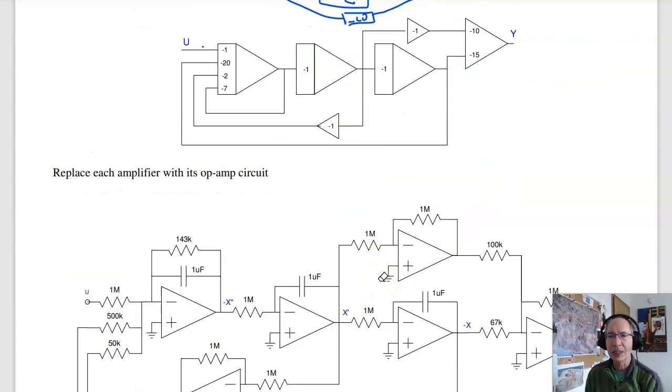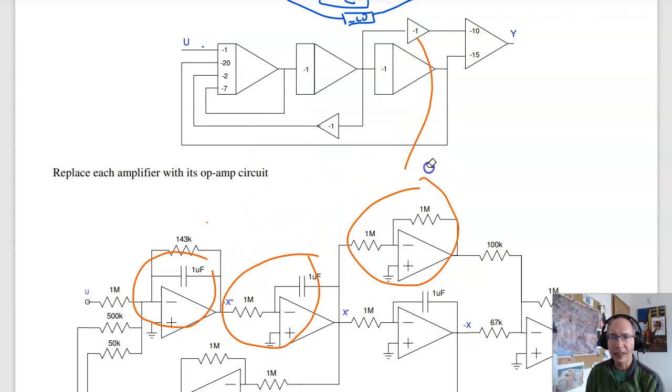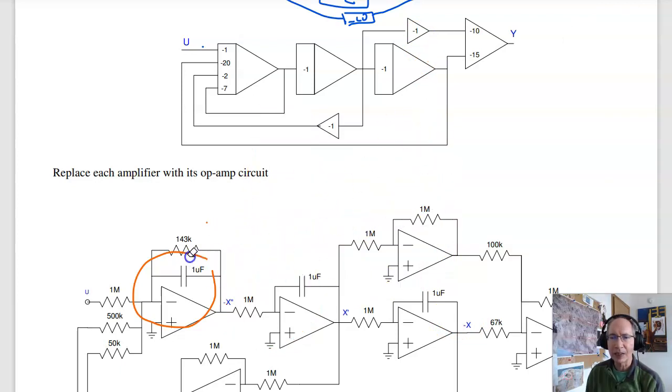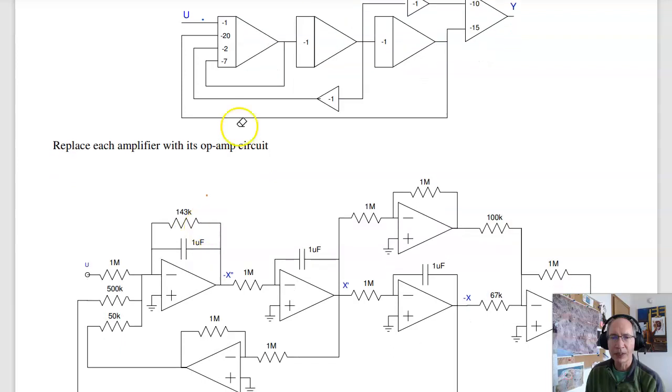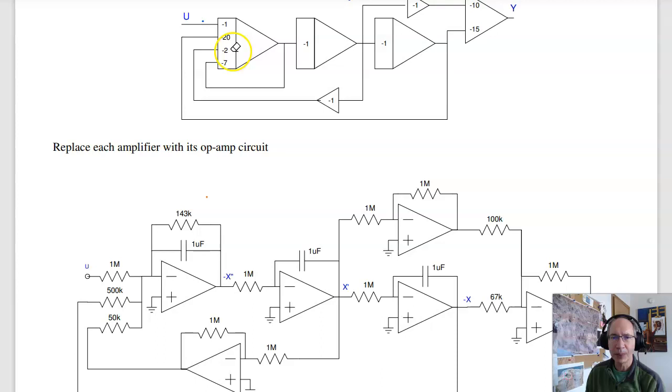Now convert that to an op amp circuit. Each of these is an integrator. That's what this is. Have a capacitor in the feedback loop, you have an integrator. Here's another integrator. This is an amplifier. And the gain is the gains for the analog computer. For example, this guy right here has 4 inputs, gains of minus 1, minus 20, minus 2, minus 7. You get the minus free of charge.